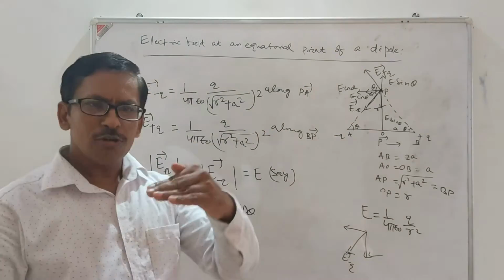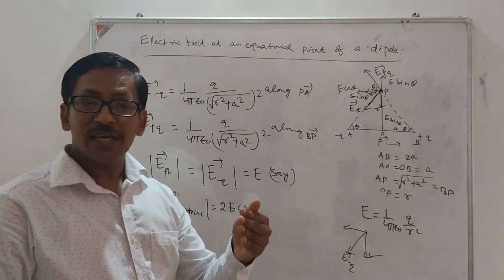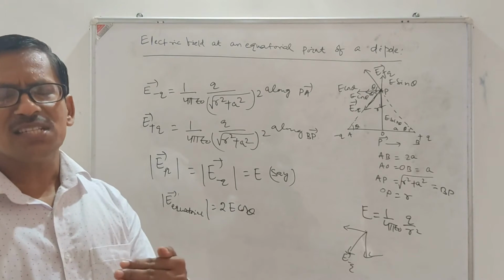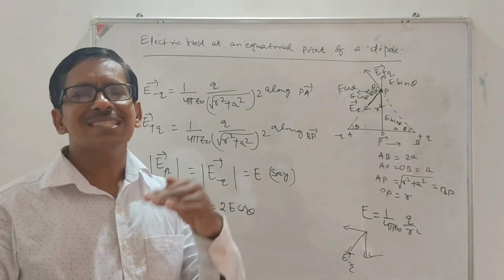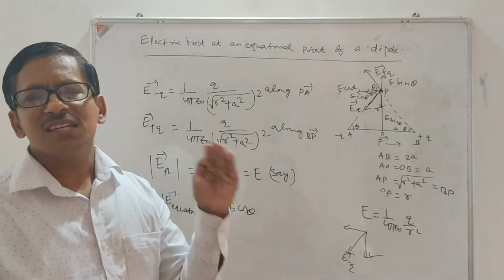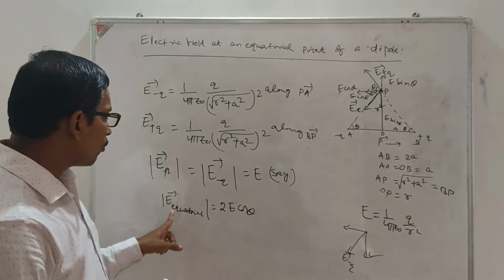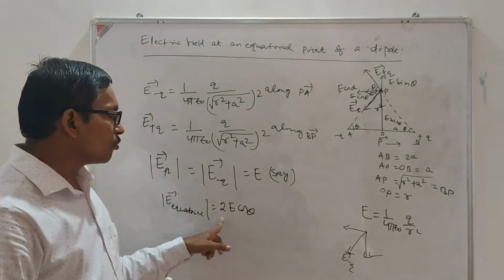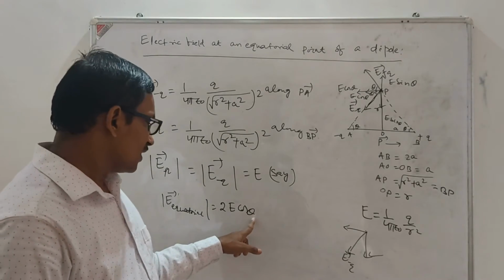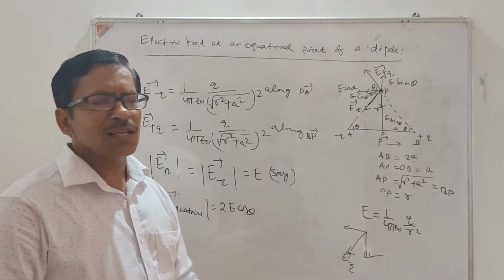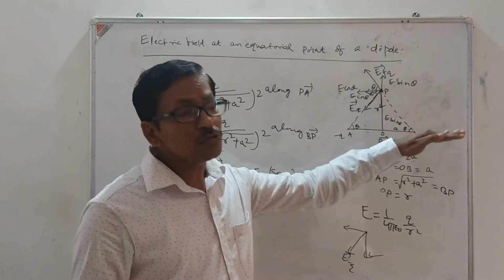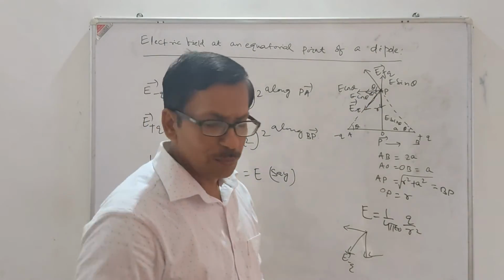Now you have to write: resolving the two fields into rectangular components, the components parallel to the axis add up, whereas the component perpendicular to the axis gets cancelled out. So now the total field E equatorial is equal to 2E cos theta. I will put the value of E and the value of cos theta to get the resultant field. And one more thing you see, the direction of the resultant field is opposite to the direction of the dipole moment.